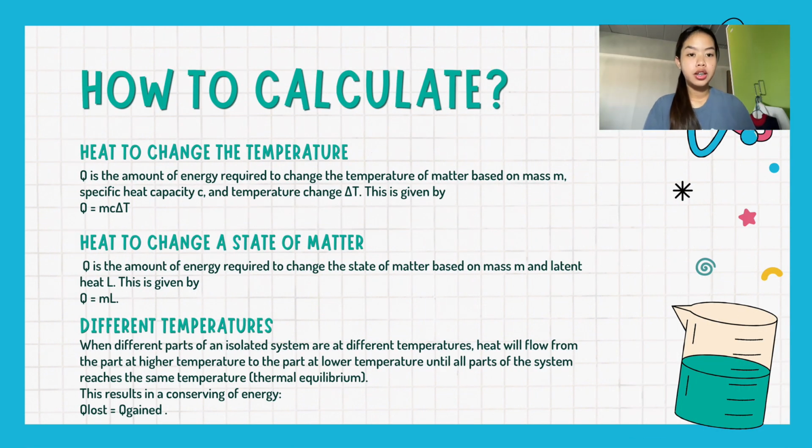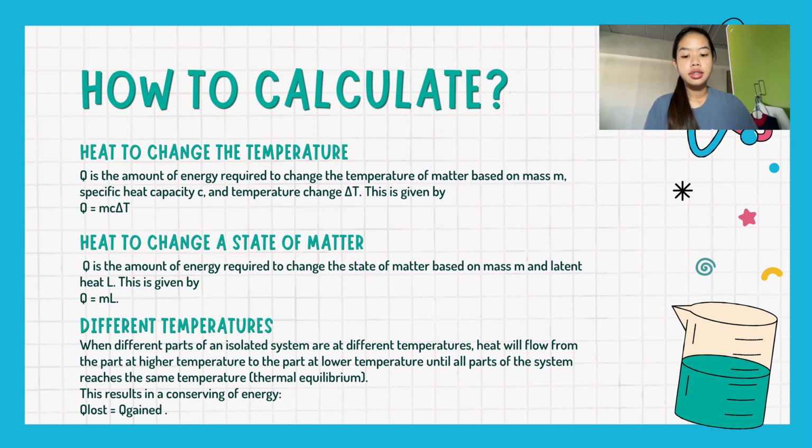Okay, let's move to another topic. It's how to calculate. The first one is heat to change the temperature. Q is the amount of energy required to change the temperature of matter based on mass, specific heat capacity, and temperature change. This is given by Q equals mcΔT. The second one is heat to change a state of matter. Q is the amount of energy required to change the state of matter based on mass and latent heat. This is given by Q equals mL.